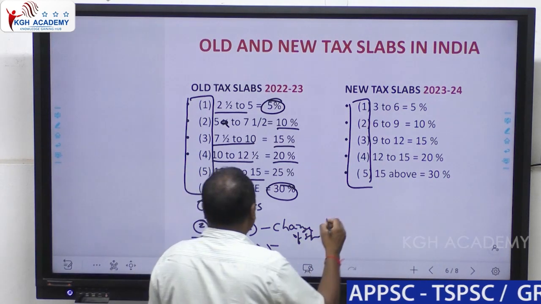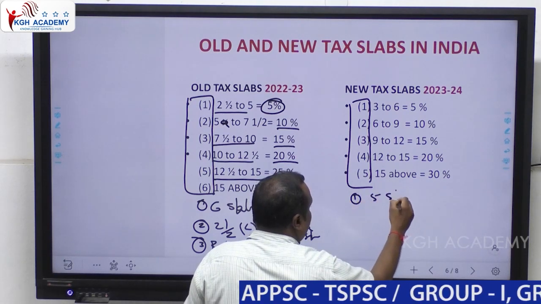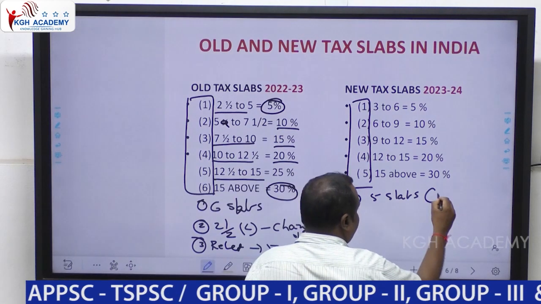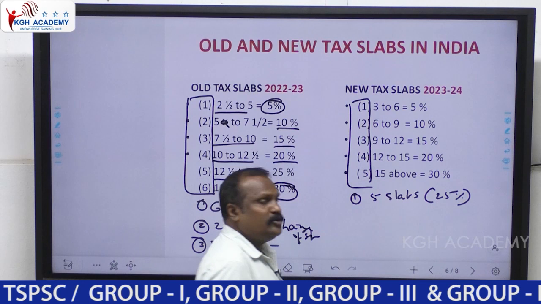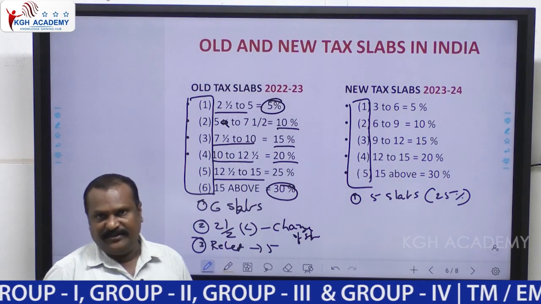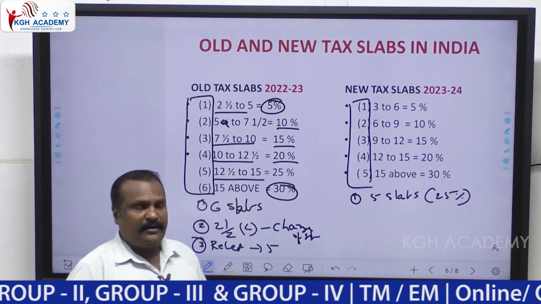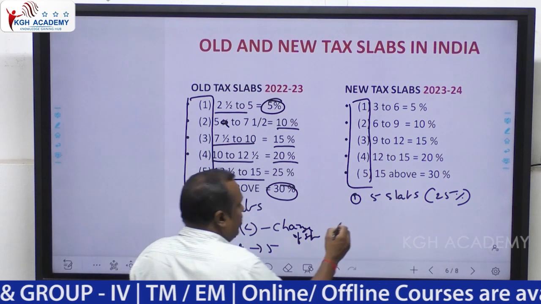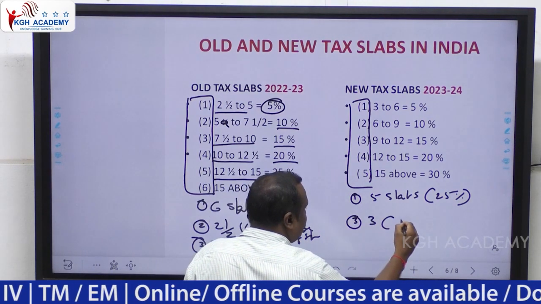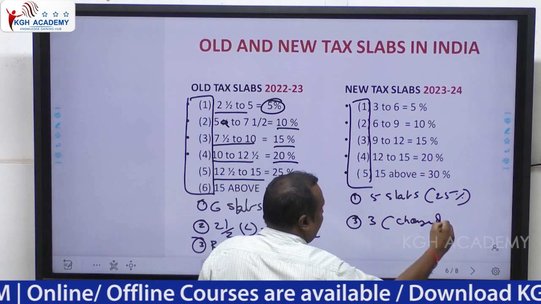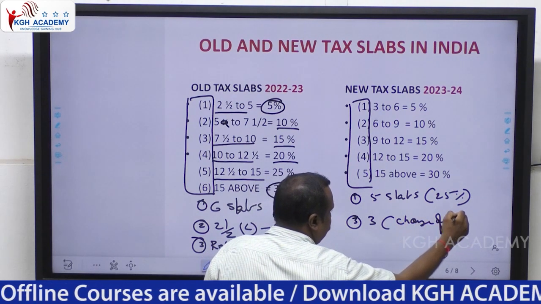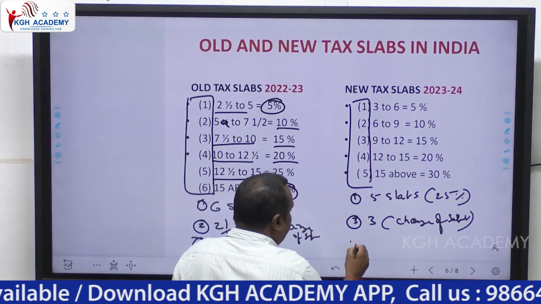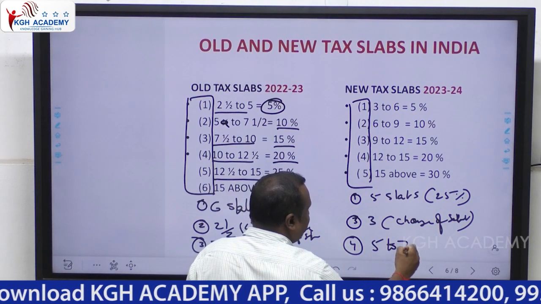So totally how many slabs are there? There are 5 slabs. And the missed slab is 25%. In the last year budget, we had the 25% income tax slab, whereas in this present budget estimation the 25% is not available, it goes directly from 20 to 30%. Then, every 3 lakhs there is a change of slab only. Last year it was every 2.5 lakh, this year every 3 lakh, and the rebate is increased from 5 to 7 lakhs.